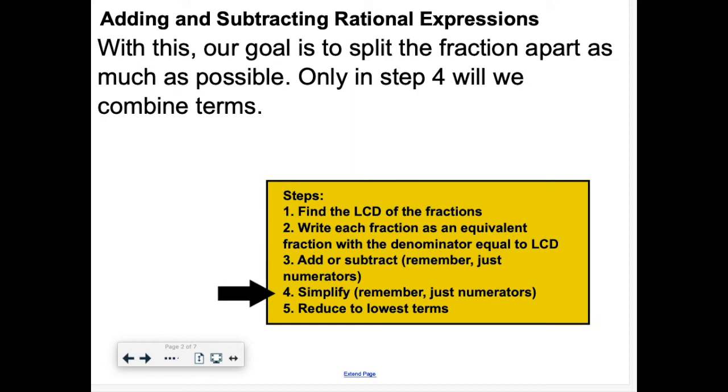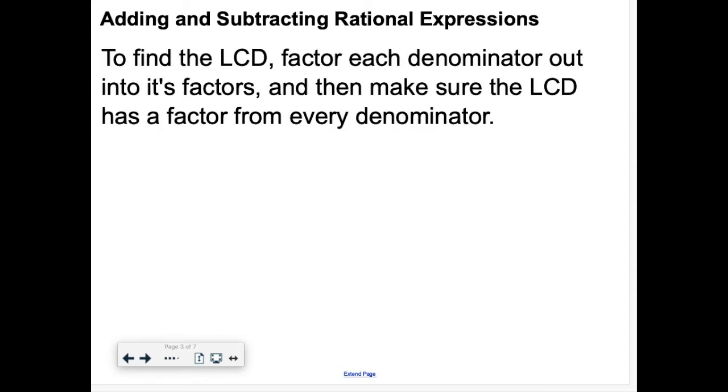Now with this, our goal is to split the fraction apart as much as humanly possible. So the only time you're ever going to be doing anything like distribution is step 4, when you're combining the numerators together. Every other time, you're focusing on making the fraction split up into its component factors. So it's going to look like it's getting larger, because we're going to turn something like a trinomial into two binomials, or we're going to expand the factors out, and that's okay, but don't be tempted to do distribution in anything besides step 4.